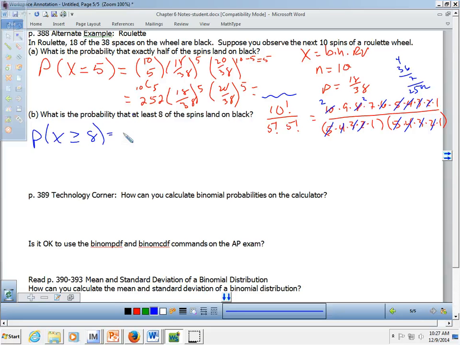And then I'll also show you how to use your calculator in terms of doing these probabilities also. But that's where it comes from. And we'll finish this up tomorrow in class.